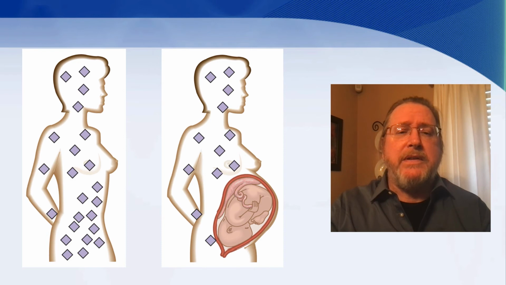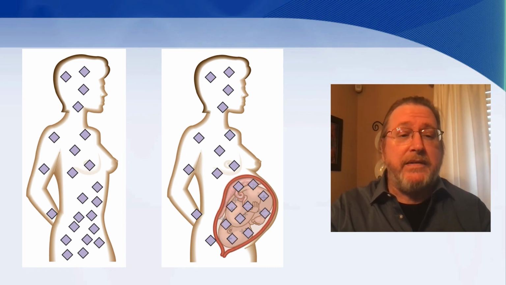Here we can see the mother has now developed plenty of anti-D antibodies after giving birth to her first Rh positive child. In this example, she has become pregnant again with a second Rh positive child. Because the anti-D antibodies are small enough to pass through the placenta, they can enter into the baby's circulatory system.